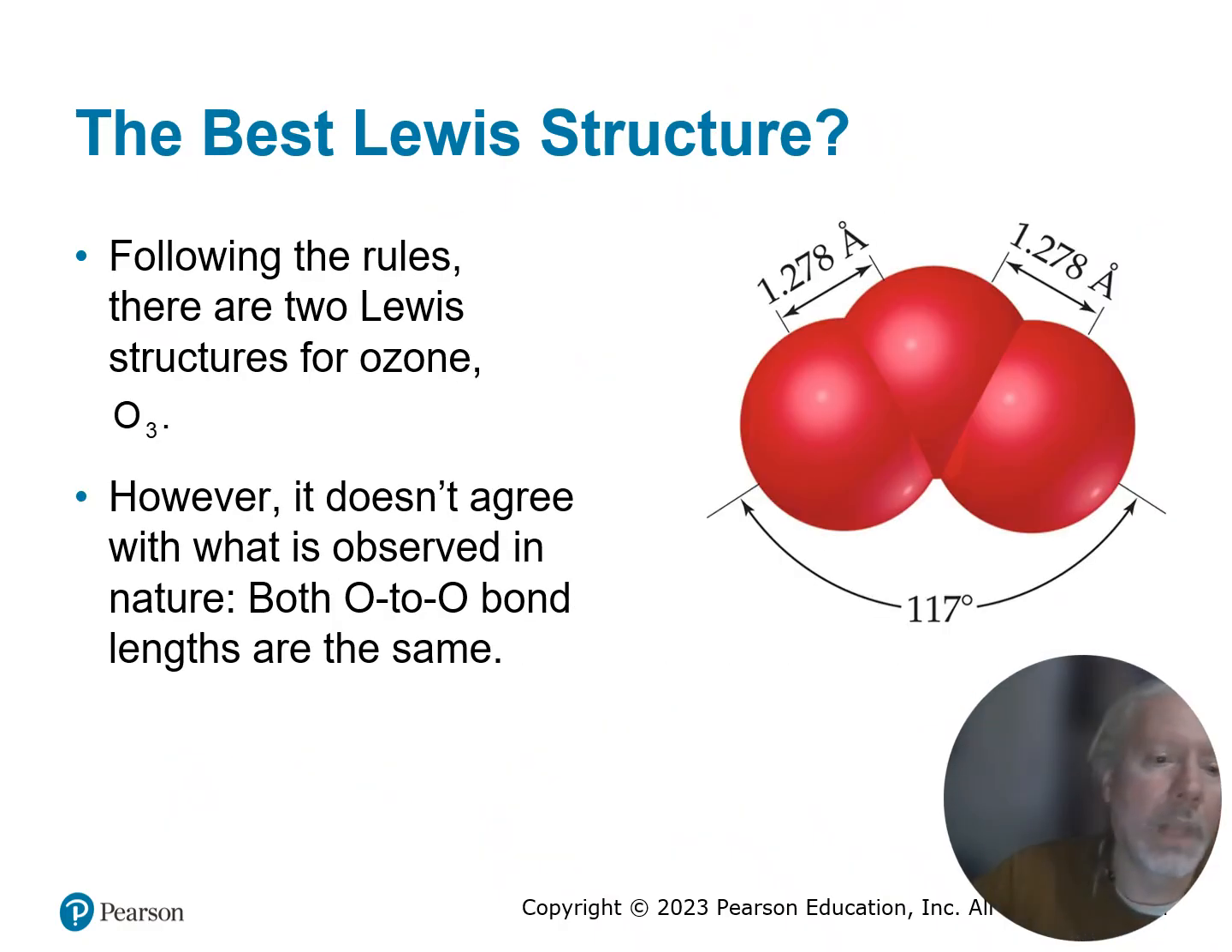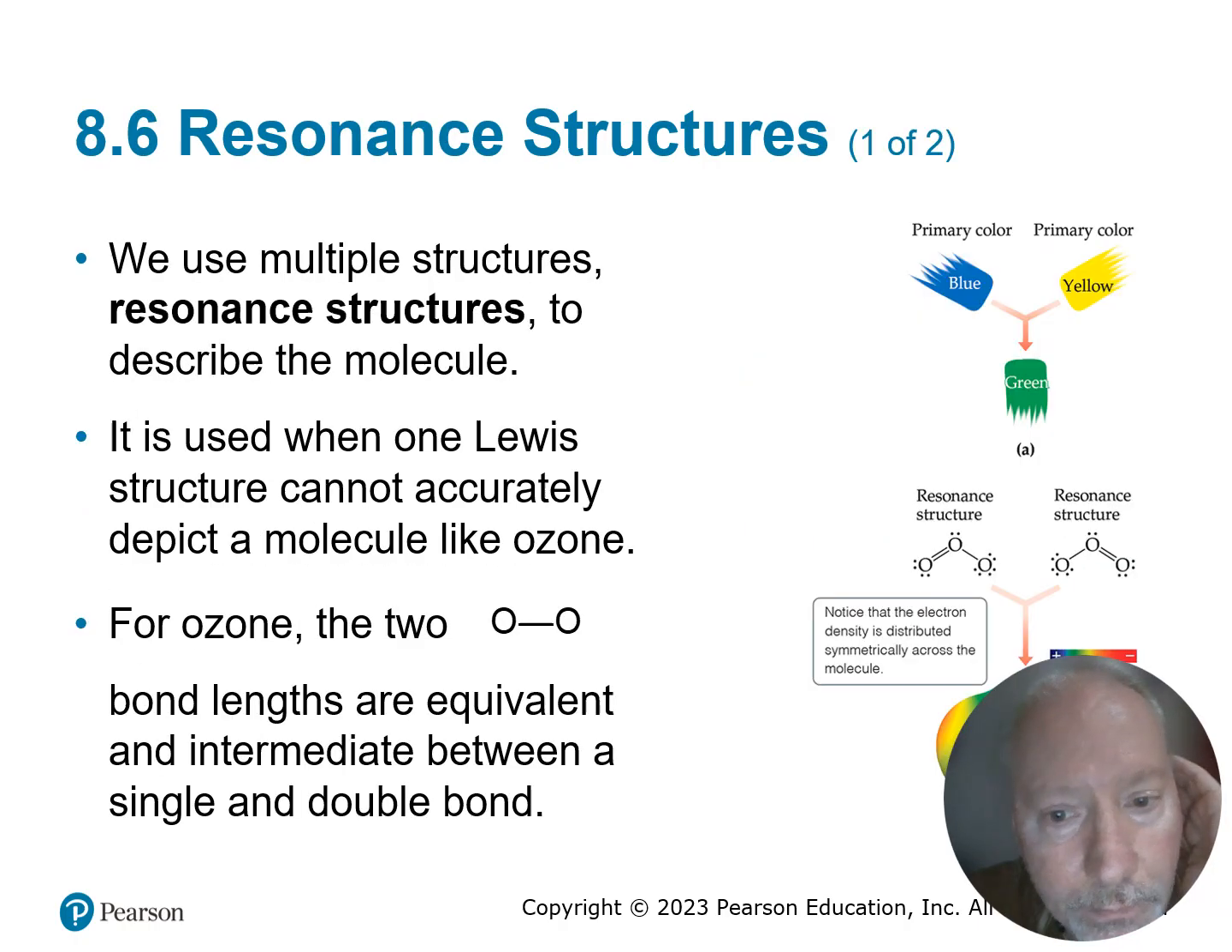So following the rules, there are 2 Lewis structures for ozone, O3. However, it doesn't agree with what is observed in nature. Both OO bond lengths tend to be the same, probably because of resonance. We end up with resonance. And so in ozone, we have shared electron density throughout the molecule.